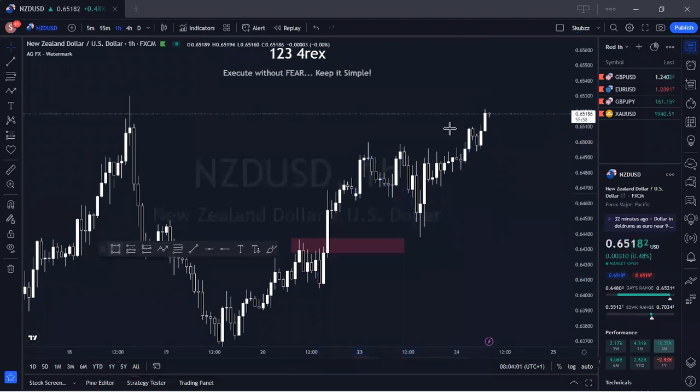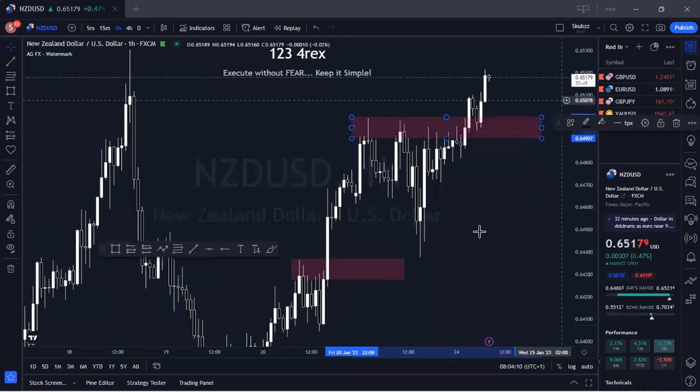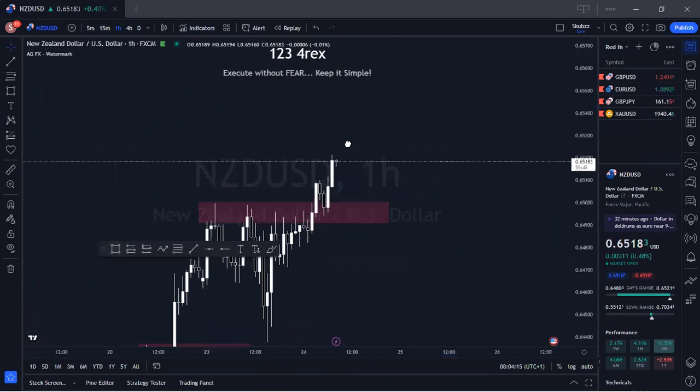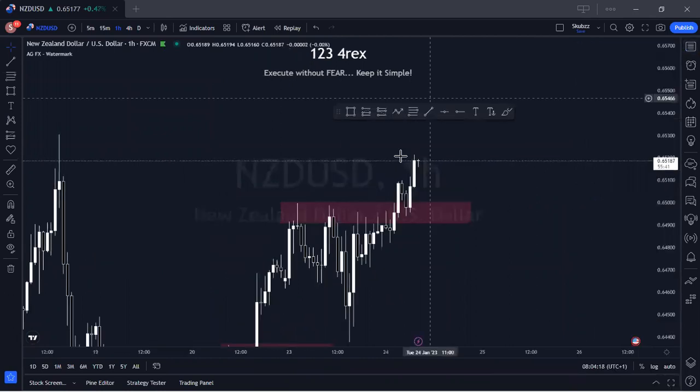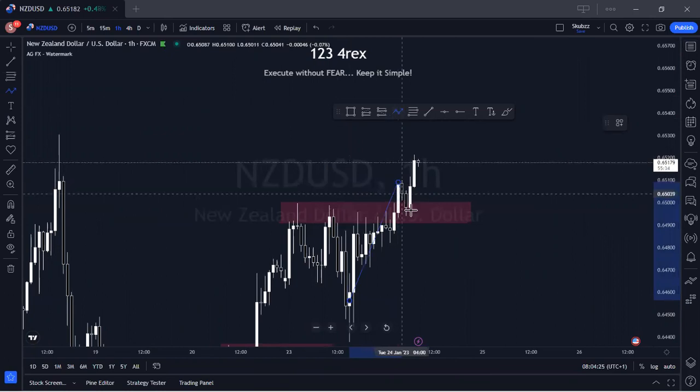on NZD USD? Let me highlight here. So we've broken this high, and I think we've retested, but the retest was pretty small. If you look here, we actually had that break above. Price tapped here, tapped here, tapped here, and then we broke above. Then we retested here a little bit, and then we broke above.